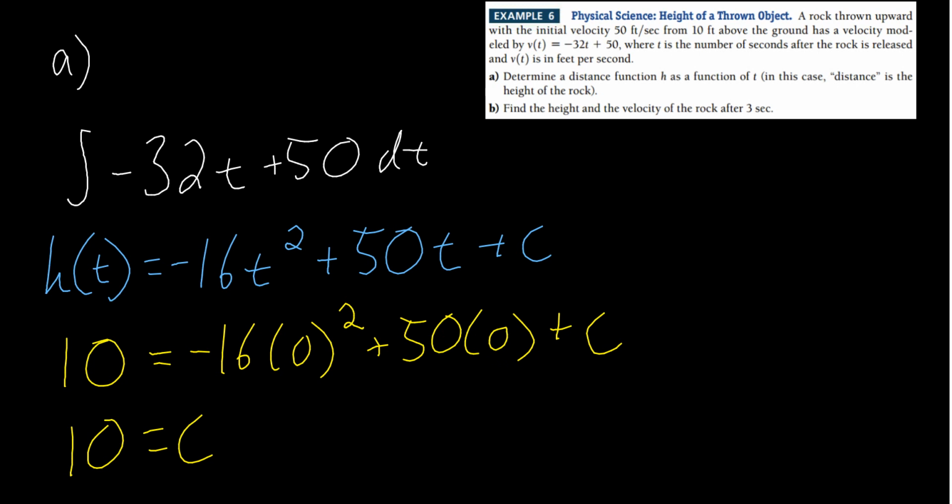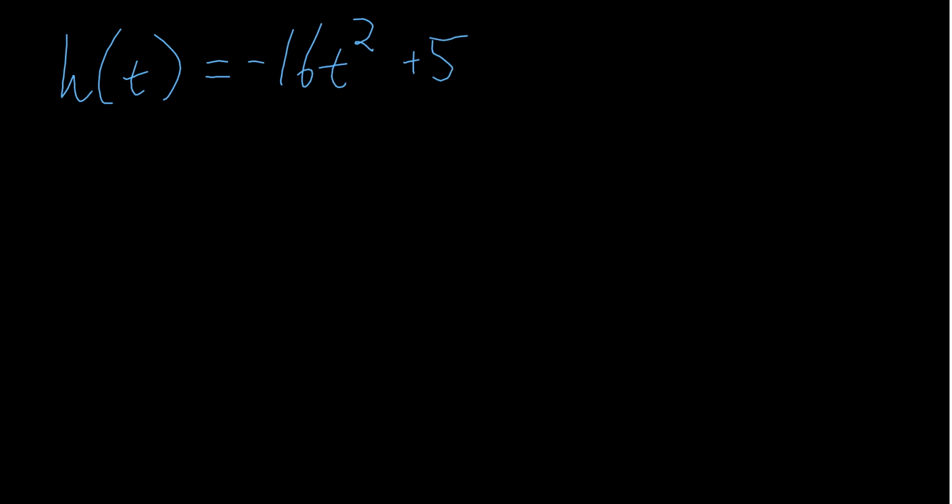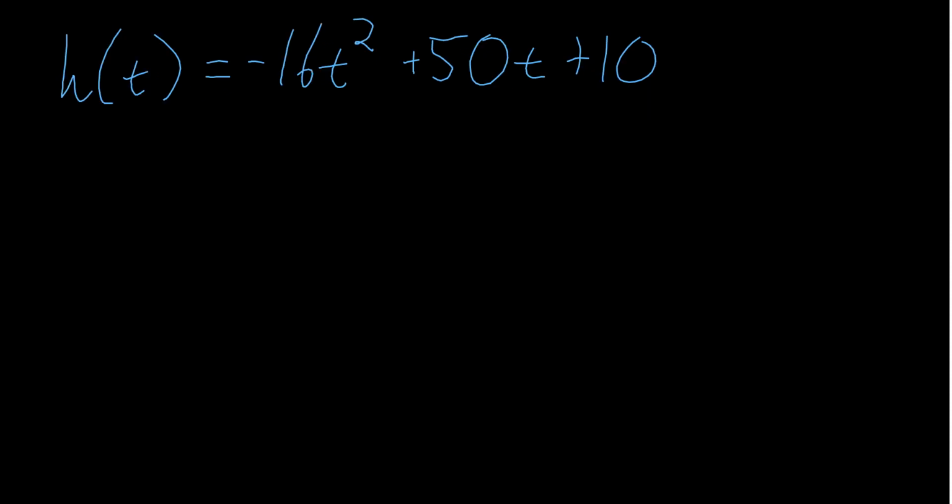So we have h of t equals negative 16t squared plus 50t, and then plus 10. We got that 10 because we solved using our initial condition. So now we have our function. We've done part A here. We determined a distance function. That's what we have at the top of the next page.